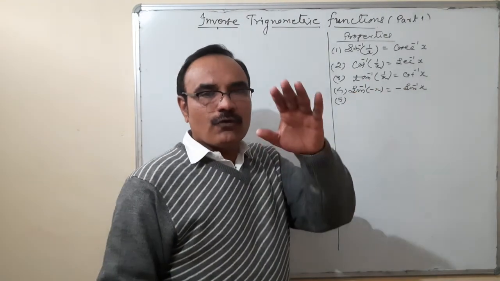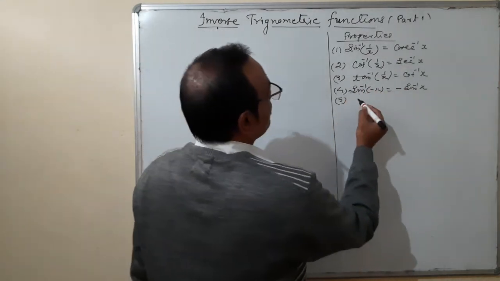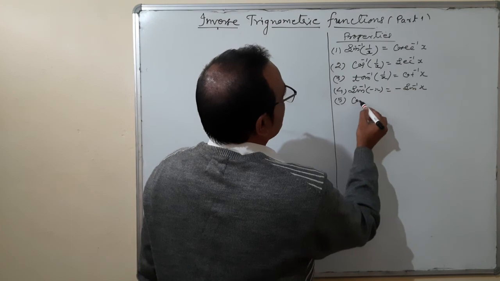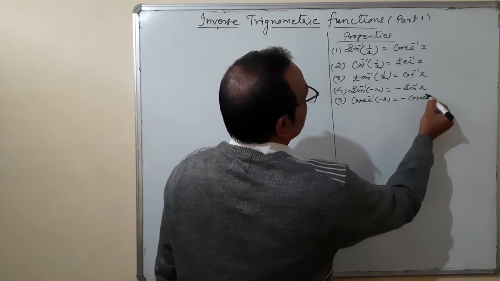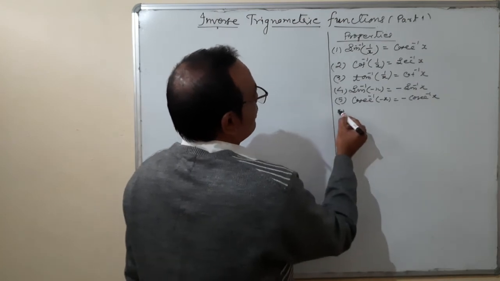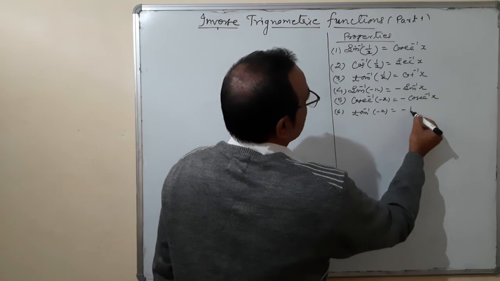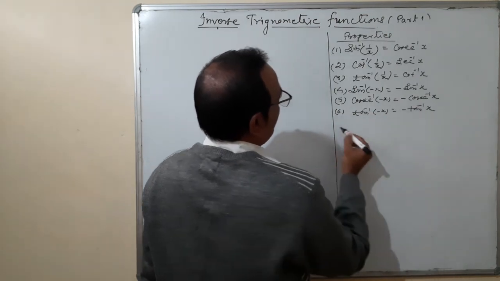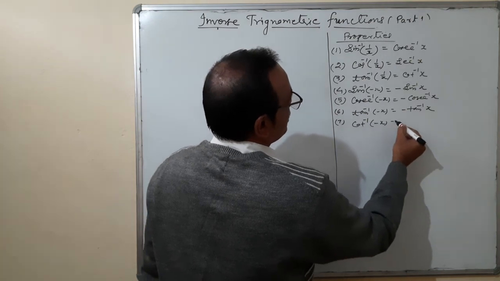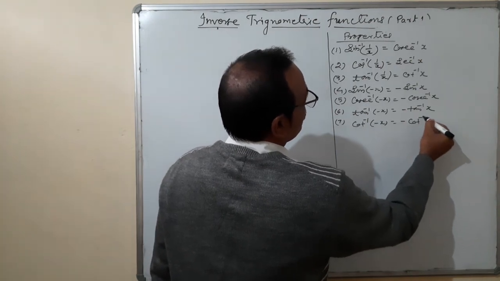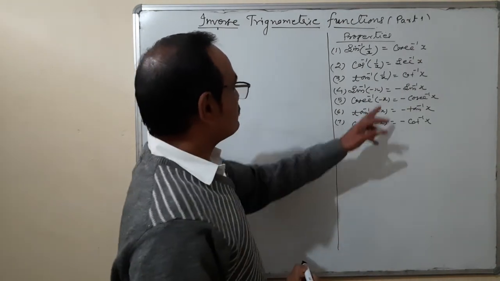Out of the six, four ratios are there: sin inverse of minus x equals minus sin inverse x, cosec inverse of minus x is equal to minus cosec inverse x, tan inverse of minus x is equal to minus tan inverse x, and cot inverse of minus x is equal to minus cot inverse x. I'll prove most of the properties.